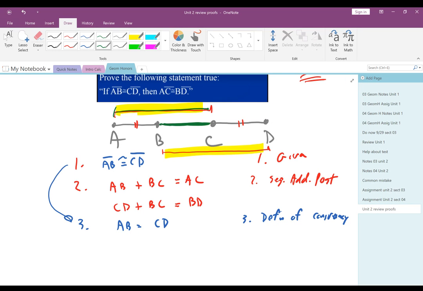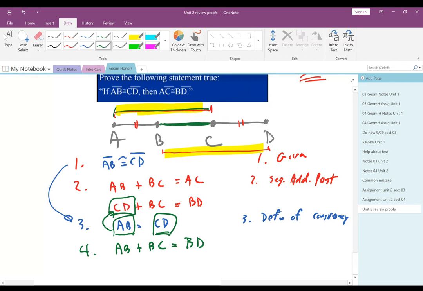Now, since these things are equal, this should be flowing pretty easily for you. Since these things are equal, I can substitute for one of them. So I'm going to substitute AB for CD. This thing right here and this thing right here are the same. So I can substitute it in there and say that AB plus BC equals BD. That's by substitution property of equality.